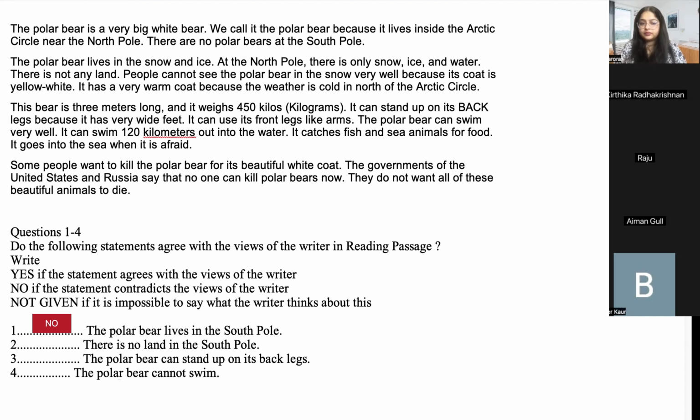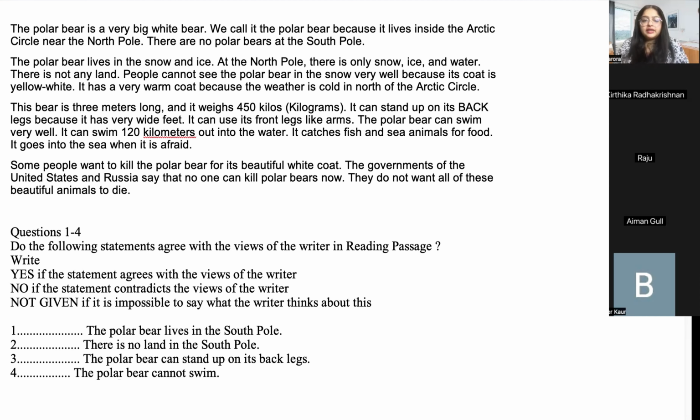Now, let's move on to the second question. The second question is, there is no land in the South Pole. See, most of the time, true, false, not given, yes, no, not given are going to be in a sequence. It's very rare that they won't follow a sequence. So you don't have to be very confused over here. Sometimes the sequence might be here and there, but 70% it will follow an order. Now let's move on to the second paragraph.